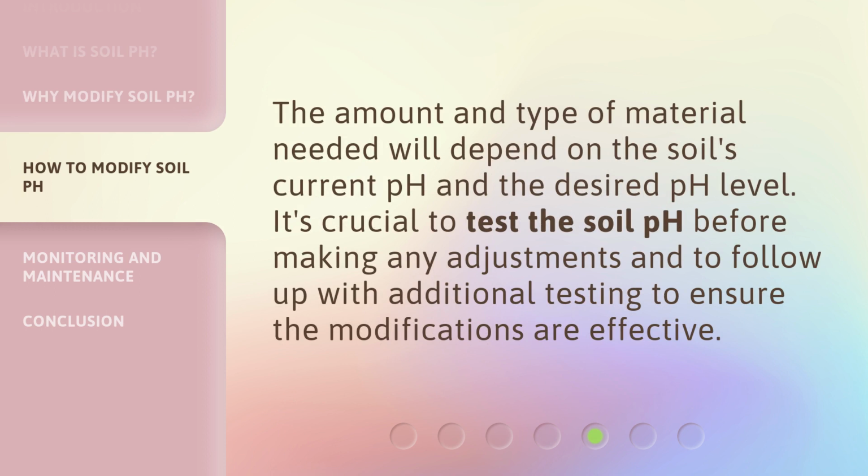The amount and type of material needed will depend on the soil's current pH and the desired pH level. It's crucial to test the soil pH before making any adjustments and to follow up with additional testing to ensure the modifications are effective.